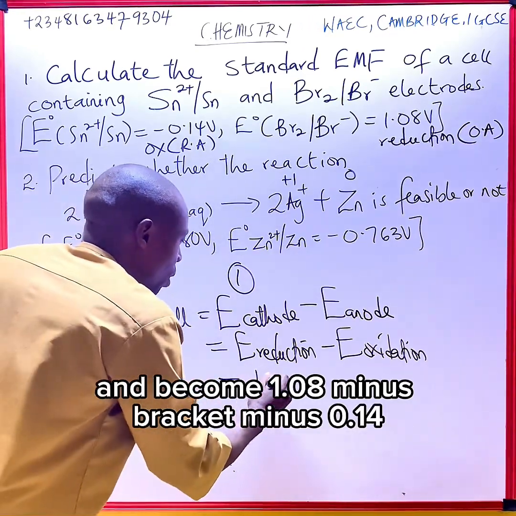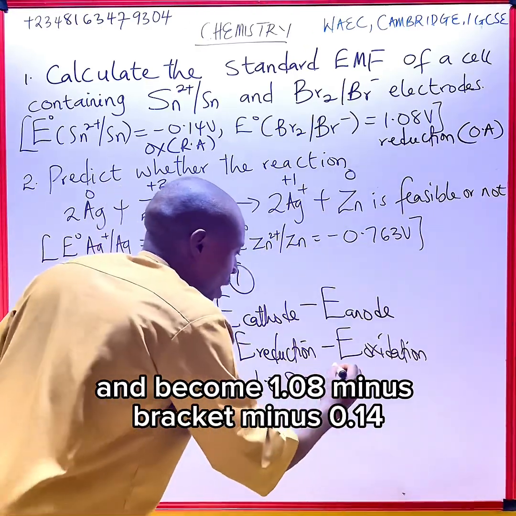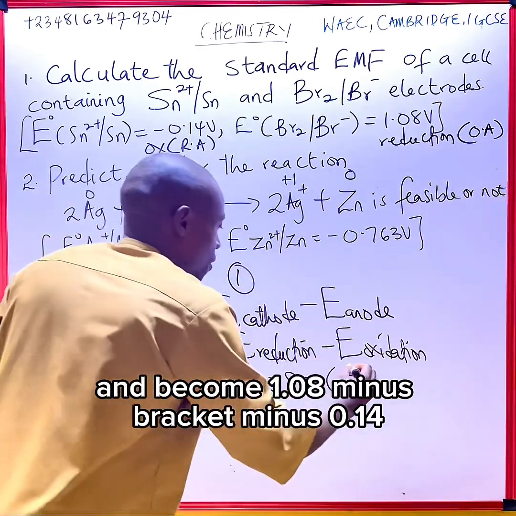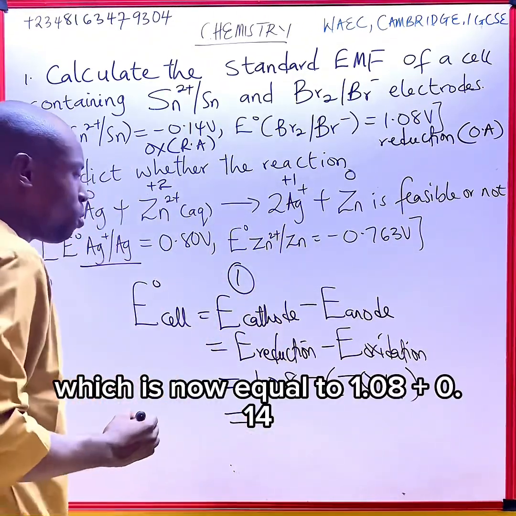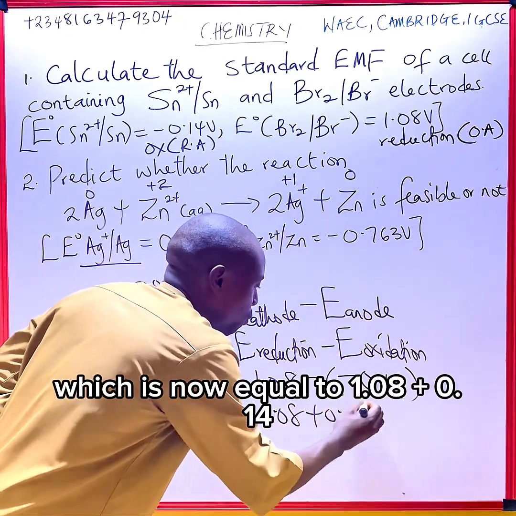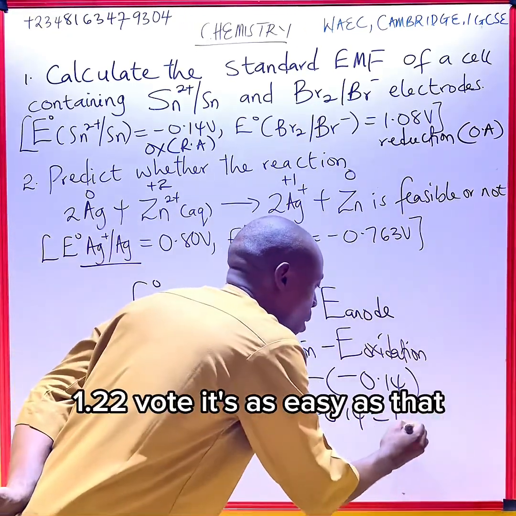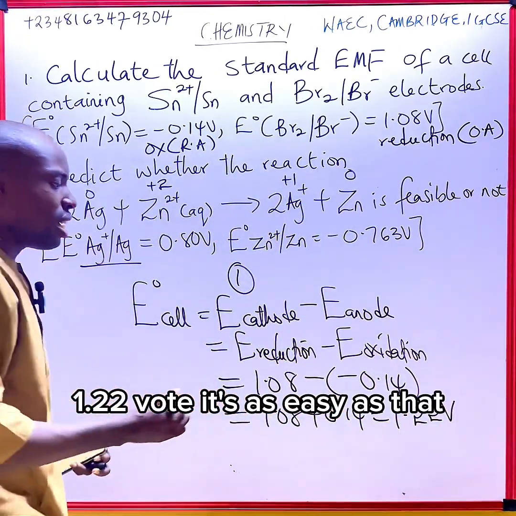So the formula here is actually very easy. It becomes 1.08 minus bracket minus 0.14, which is now equal to 1.08 plus 0.14. The final answer becomes 1.22 volts. It's as easy as that.